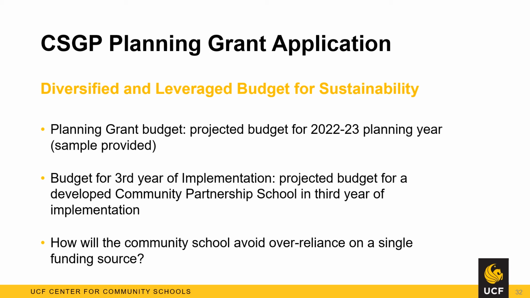In the narrative, speak to how the community school will avoid over-reliance on the grant or nonprofit to sustain the initiative. Will the partners take on a coordinator? Will there be a grant team responsible for identifying opportunities to support the core partnerships? Explain the plan for sustaining the community school in this section.